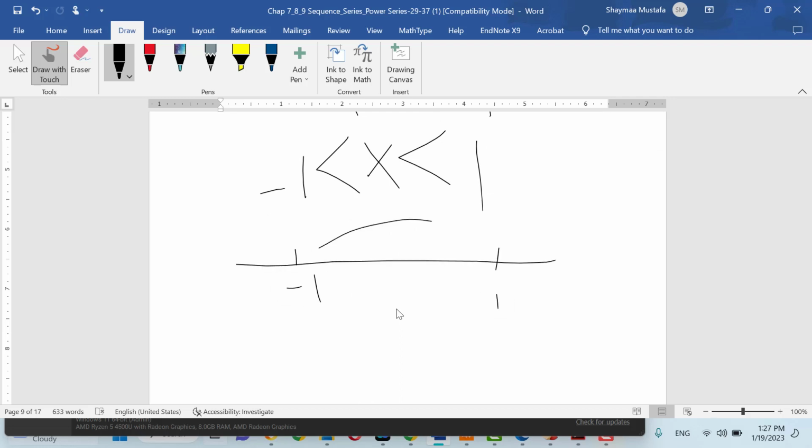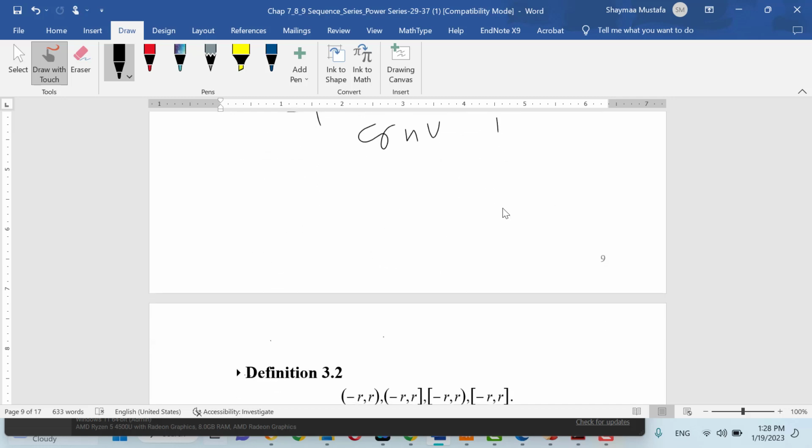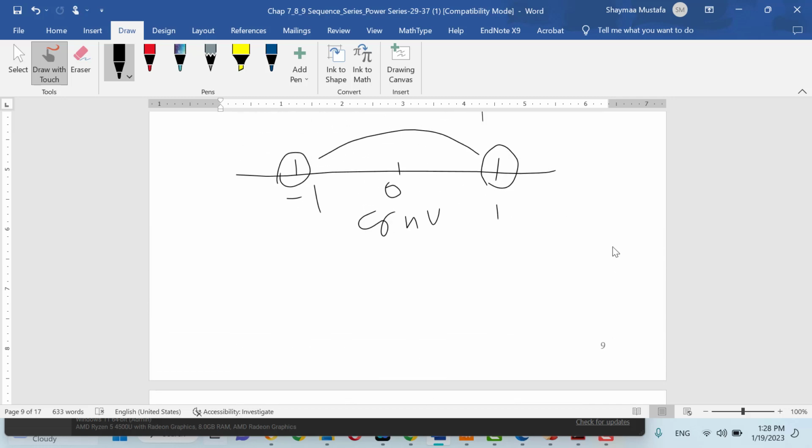This is the interval of convergence centered at 0, because it is a Maclaurin series. Your radius is equal to 1. Now we need to check the boundary points at 1 and minus 1. We have to check at the boundary points.